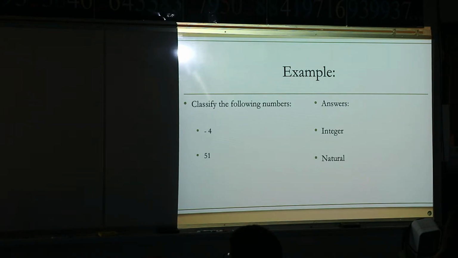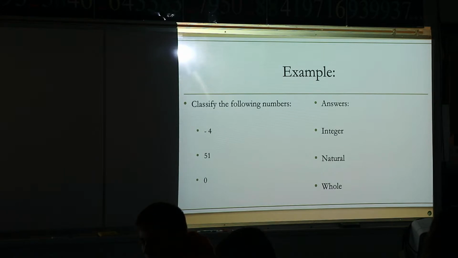Okay, last example here. The number 0. Okay, fire it out there if you know. Whole numbers. It has to be whole. It could also be an integer, but the first category it fit into was whole. Because the integers also had 0 and they had negatives.